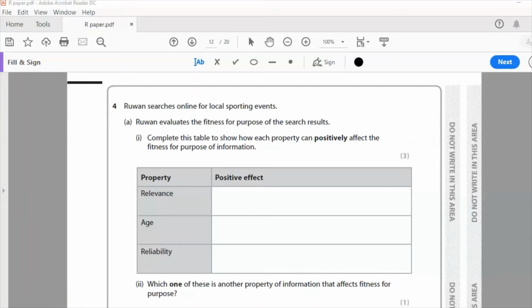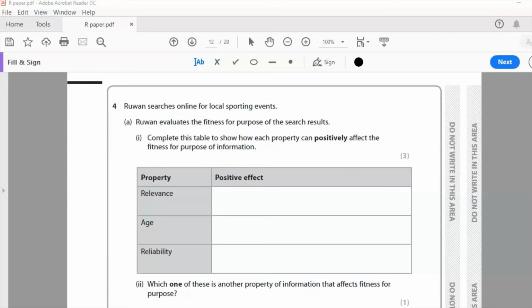Question 4. Rowan searches online for local sporting events. A. Rowan evaluates the fitness for purpose of the search results. Complete this table to show how each property can positively affect the fitness for purpose of information. So looking at relevance, age and reliability. So relevance is how related is it, the search results, to the topic that he's typed in. Age is how up to date is it, how recent is the website. If it's from 20 years ago, it's not going to be particularly useful.